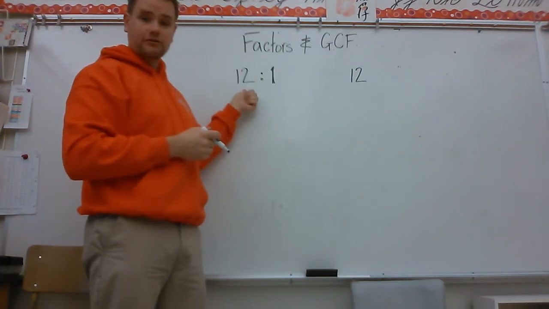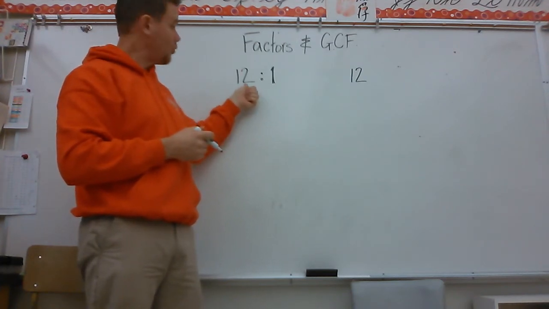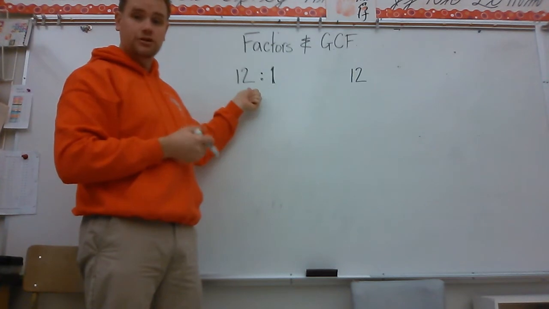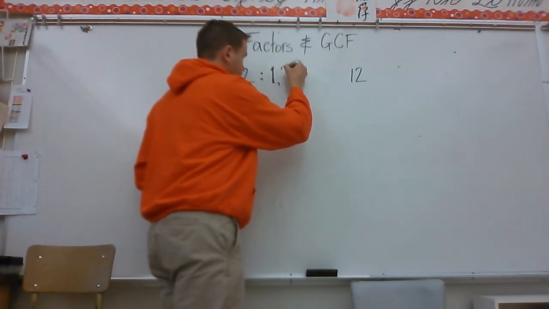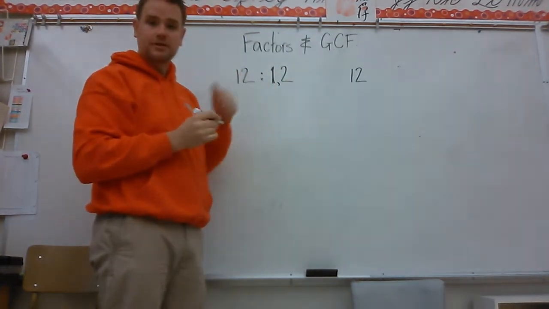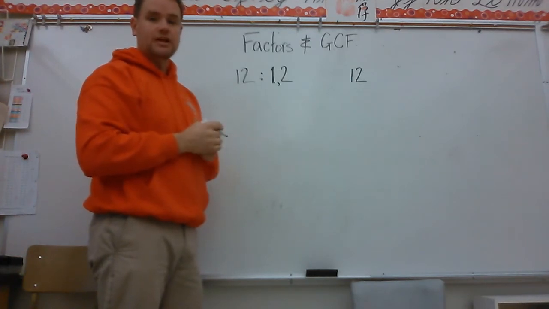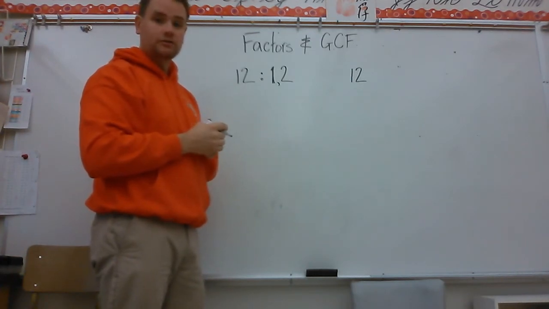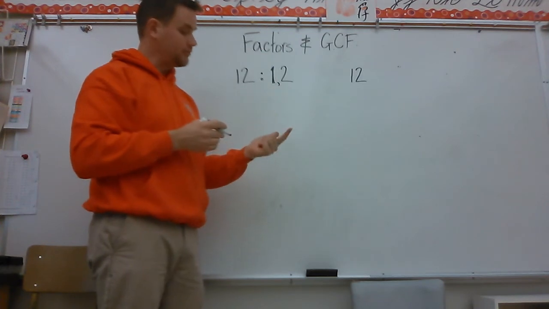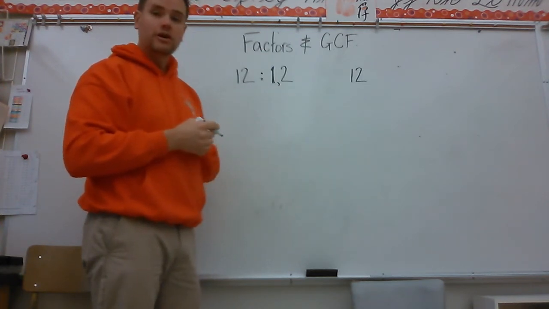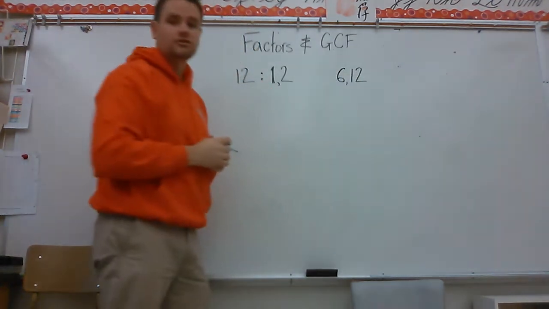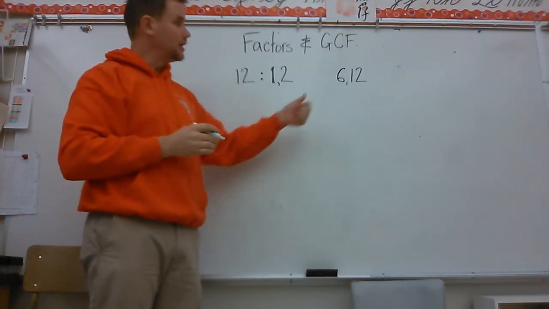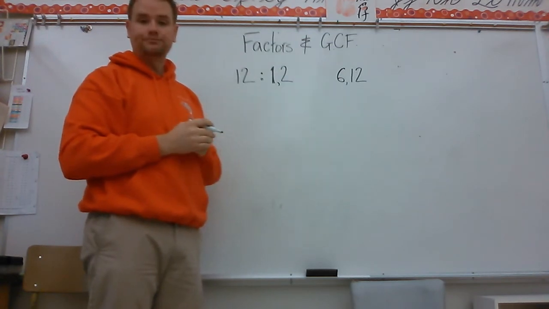We know 2 is a factor of 12 because 12 is even. That means the 1's digit is 0, 2, 4, 6, or 8. So 2 is a factor of 12. We separate our factors by commas. Factors always come in pairs, so 2 times what is 12? Well, if you know your 2 times tables, 2, 4, 6, 8, 10, 12, we know that 6 times 2 is 12. So 6 is also a factor of 12. I put it up here because it's the second highest one.